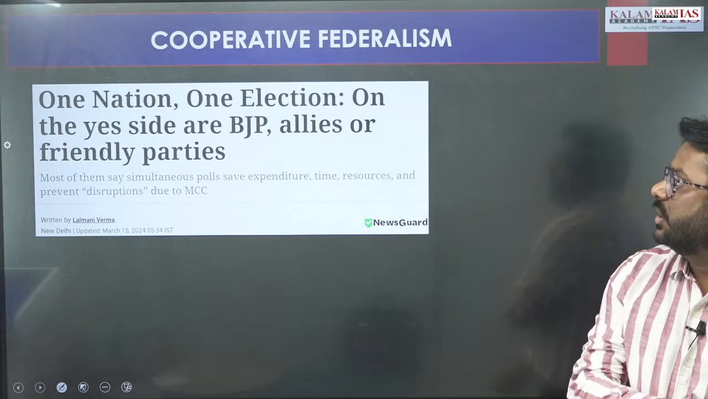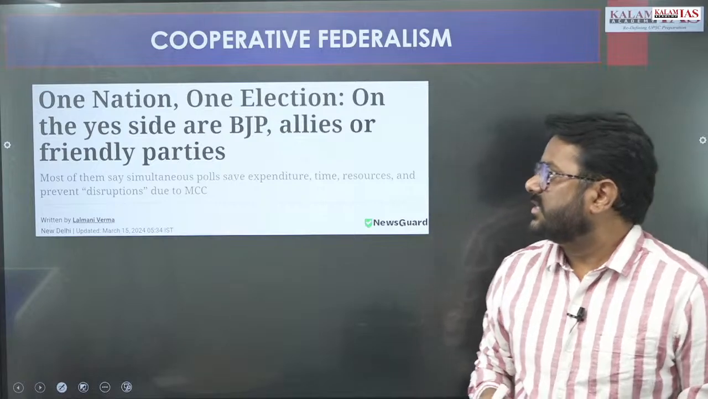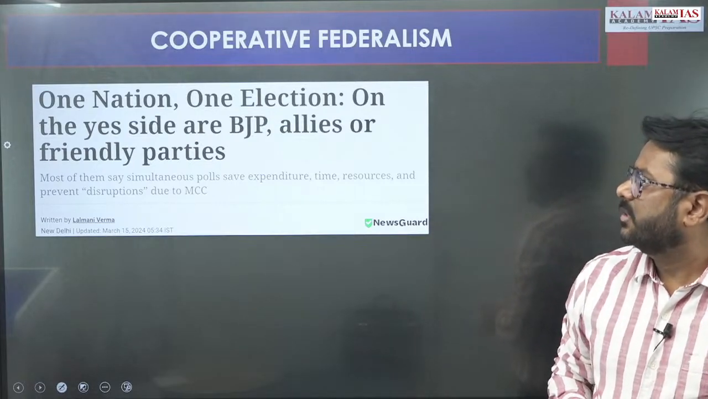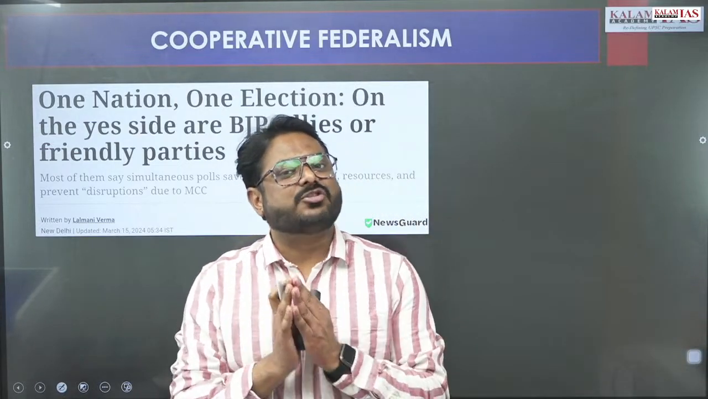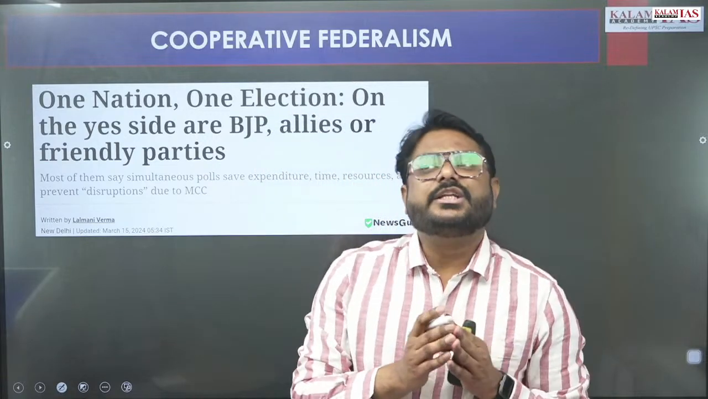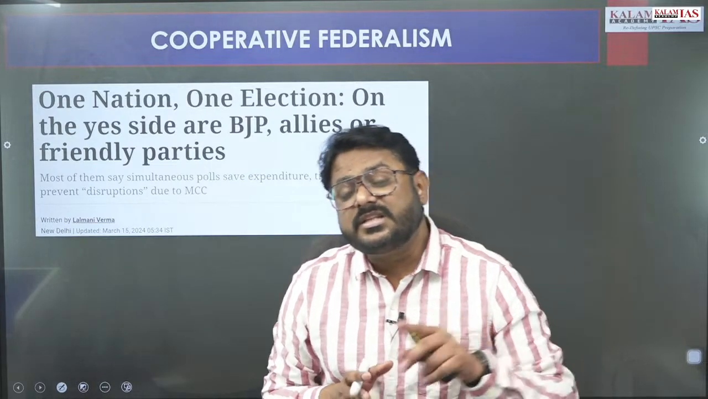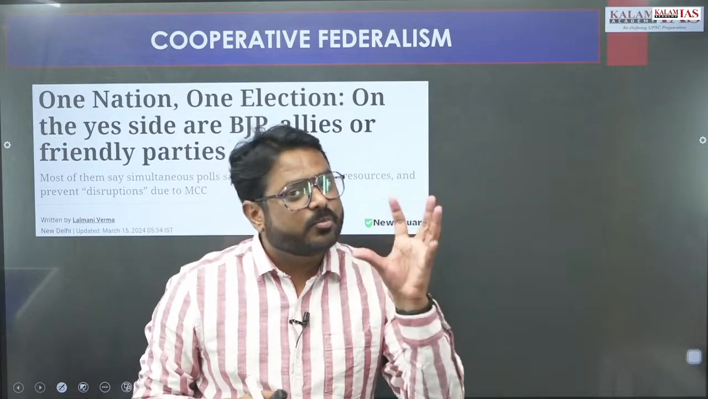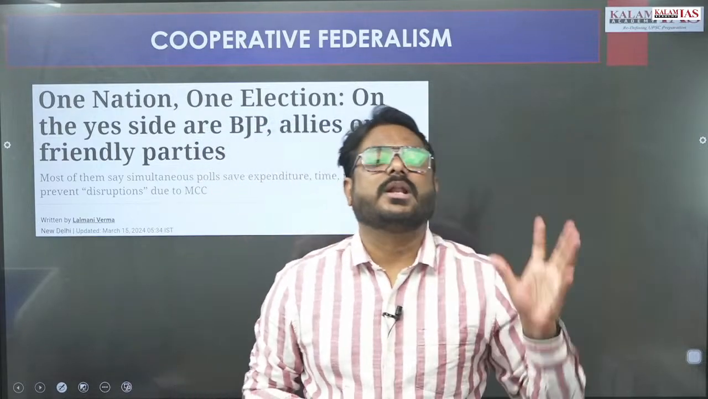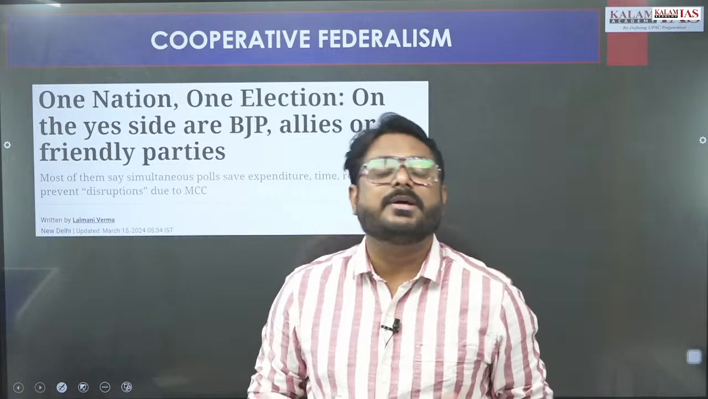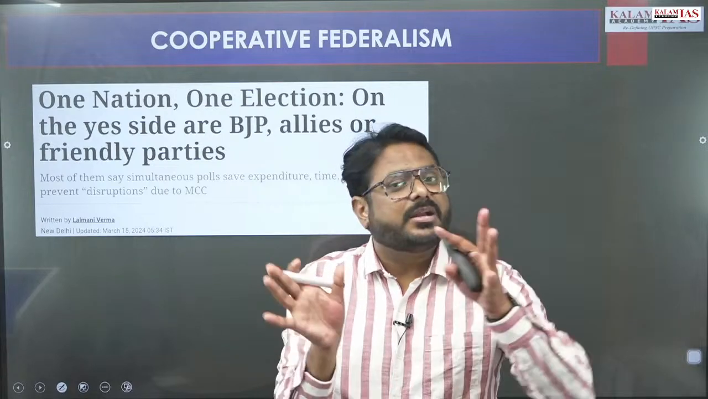And the last topic for today is, you must have read this, one nation one election. On yes side are BJP allies or friendly parties, so such kinds of things are there. One nation one election or the simultaneous election, if it has to be held, right, it cannot be held without cooperative federalism. Consensus has to be built among smaller parties and the larger parties that yes, we need one nation one election. Voters awareness is very much required, right. So what is required? Cooperative federalism is required.